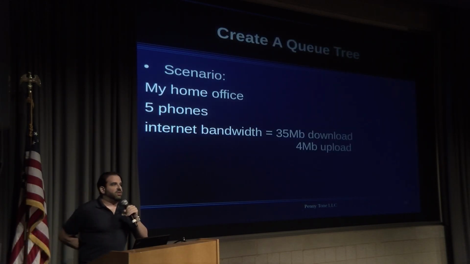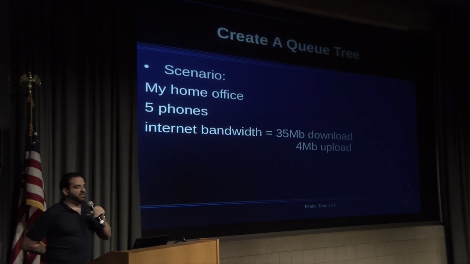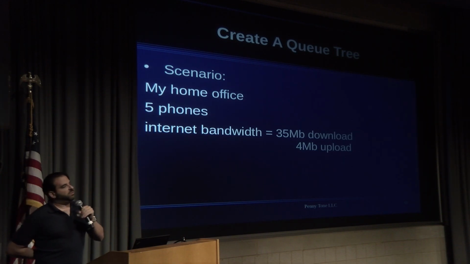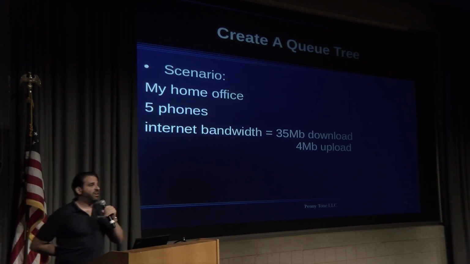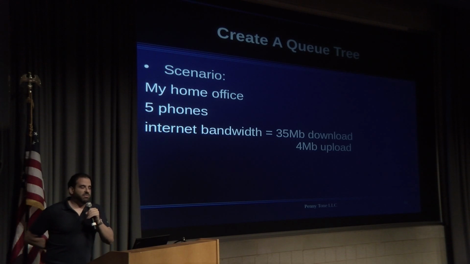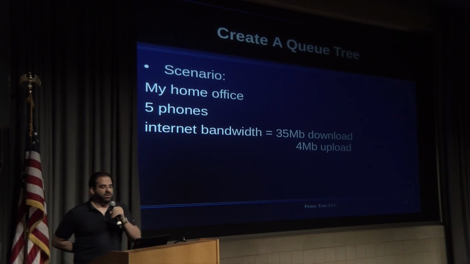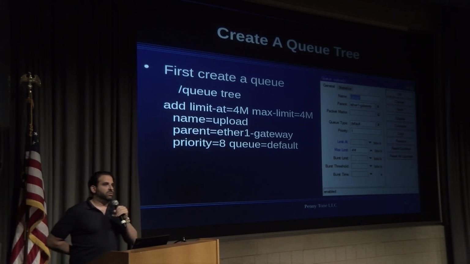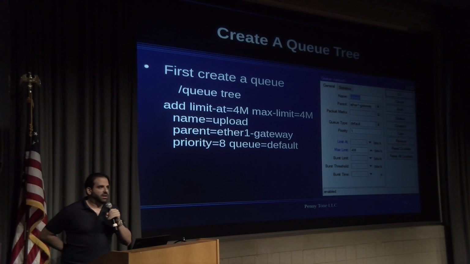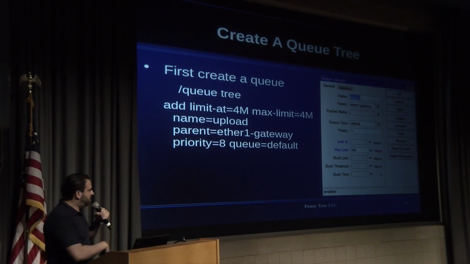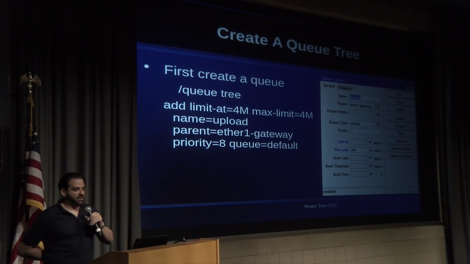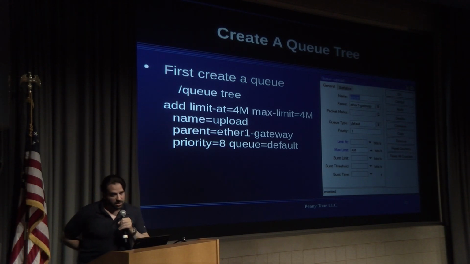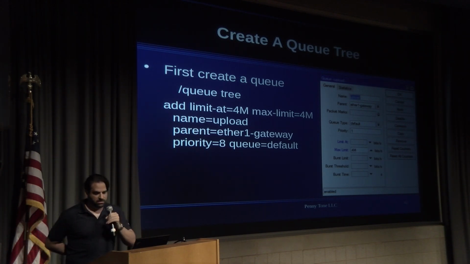So let me start queuing some traffic, and let me give you the scenario. This scenario is going to be simple. It's my home. I have 5 phones, and my internet bandwidth is 35 megabit download and 4 megabit upload. So to create a queue tree, just go over in your Winbox to queues, and go to queue tree, and then add a queue. On the left, you'll have the command line, but on the right, let me explain what that is. So the name I'm going to call this is just called upload. The parent queue is actually going to be an interface.